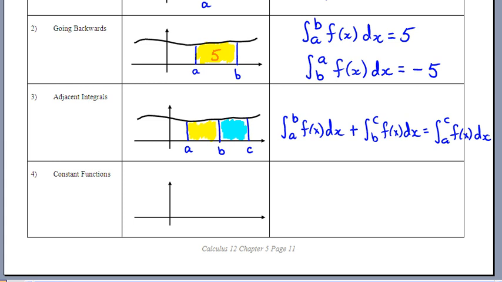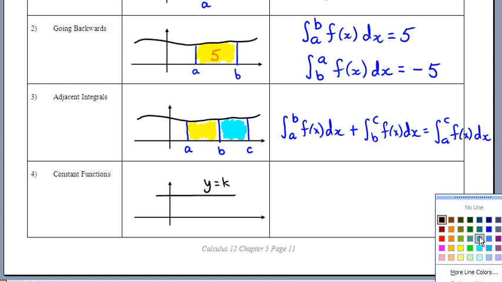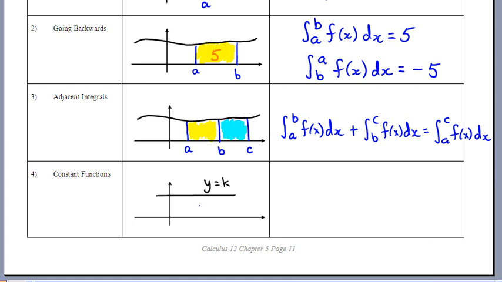All right, the next one here, constant function. This is one that maybe we don't need a lot of calculus for. If you've got a super boring function that just looks like this, y is equal to k, like y equals 3, something like that, well, I guess finding the integral is actually a pretty easy task because it would just be a nice rectangle that you're finding the area for.